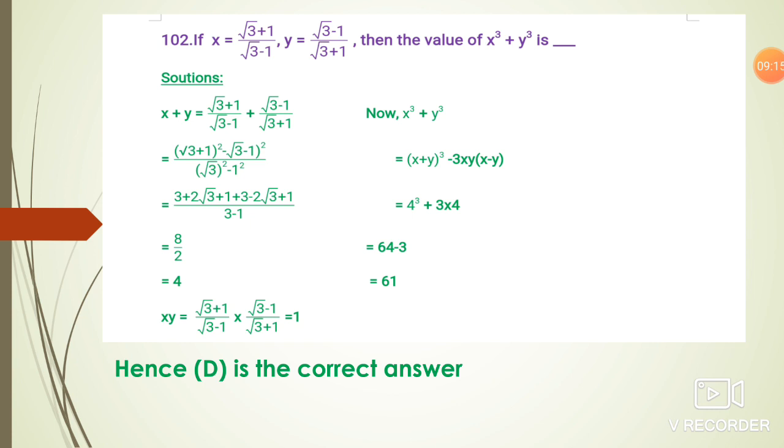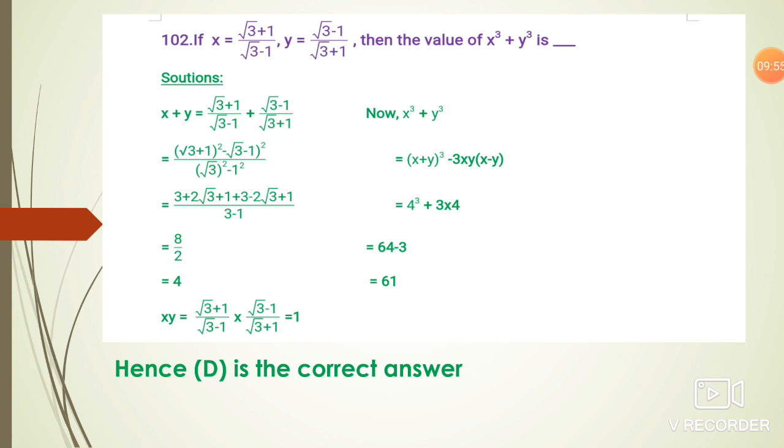Question number 102. X equals (root 3 plus 1) by (root 3 minus 1), and y equals (root 3 minus 1) by (root 3 plus 1). We have to find x cube plus y cube. Solution. At first we have to find x plus y. After putting the value of x and y, we have to do LCM. After doing LCM and squaring both expressions, we get 8 by 2, that means 4. That means x plus y equals 4 and xy equals 1, because all the expressions will be cancelled.